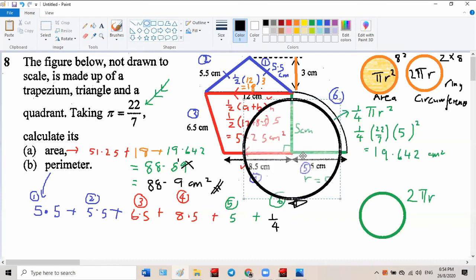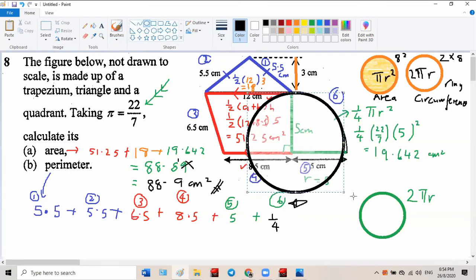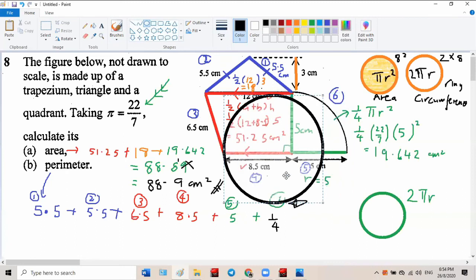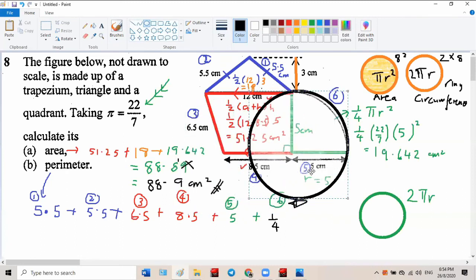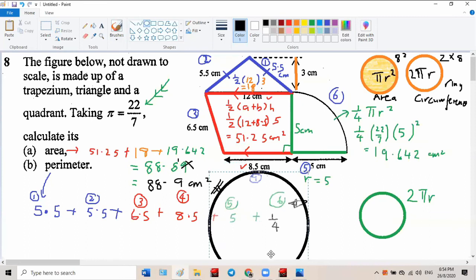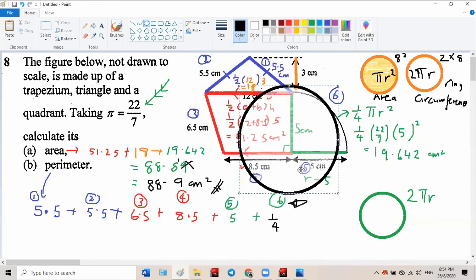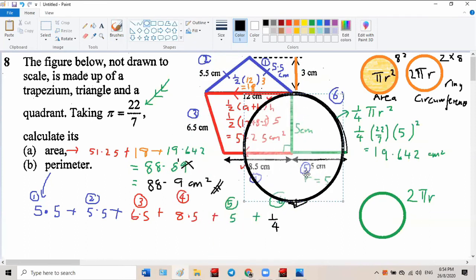See? Of this, only 1/4 only. Don't want everything. Get it or not? Can see or not? 1/4 only. The last one, the number 6, 1/4. Don't go and use a full circle. So 1/4 of what? Which formula?